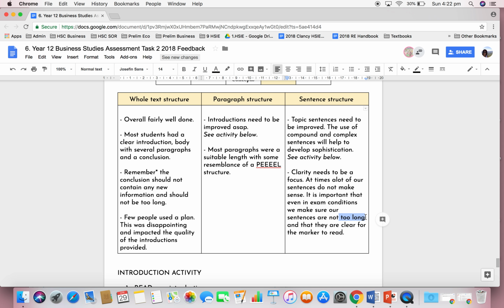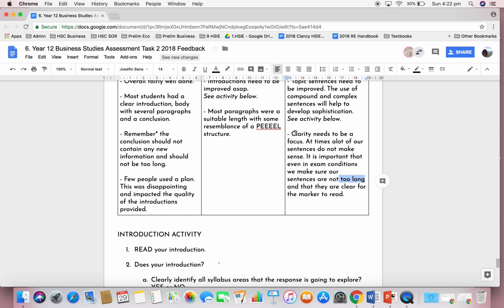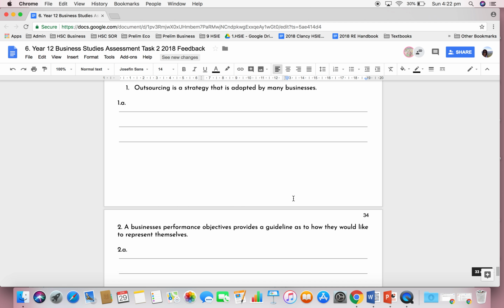So please make sure that when you are writing that you are thinking about your punctuation. Okay, it's really important, and it helps in terms of this idea of clarity.